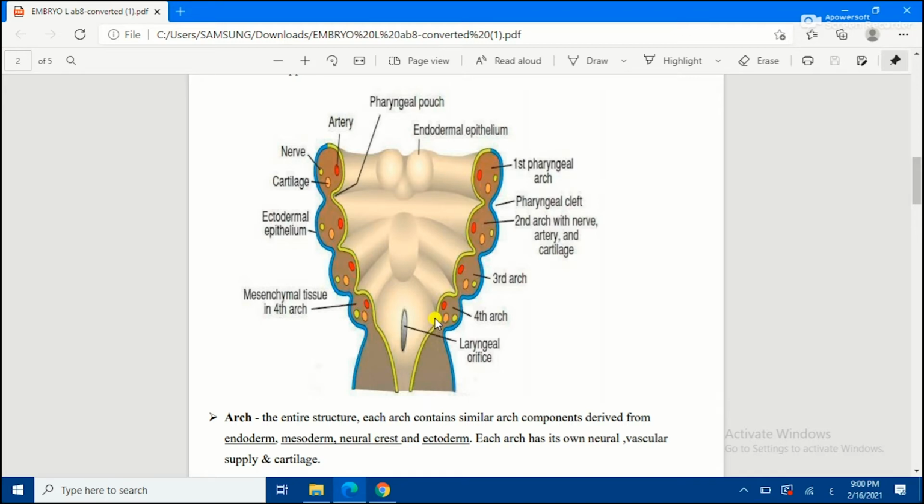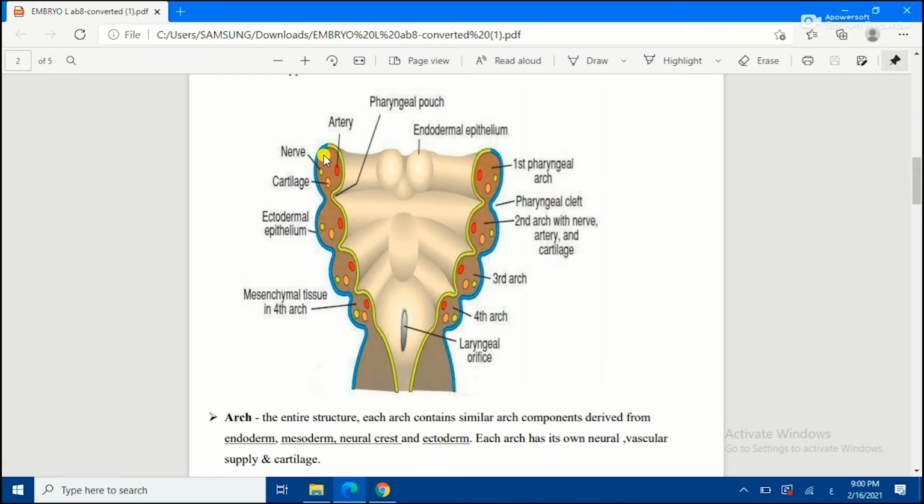Each is supplied with its own component of what? Of artery, nerve, and cartilage. And each one has its own endoderm-lined mesenchyme tissue, with ectoderm also shown, and also we have mesoderm: paraxial mesoderm, parietal mesoderm, different kinds of mesoderm origin. Okay, why? I will ask you and answer it in this lecture also.